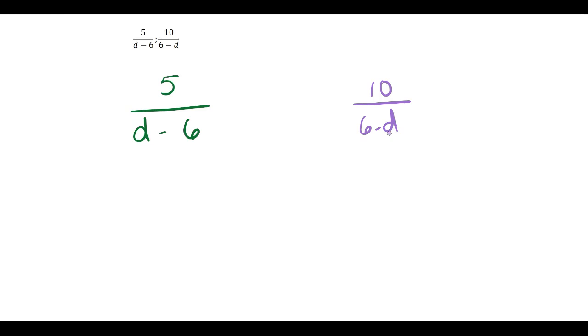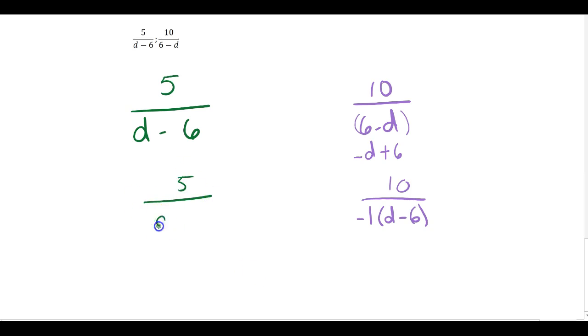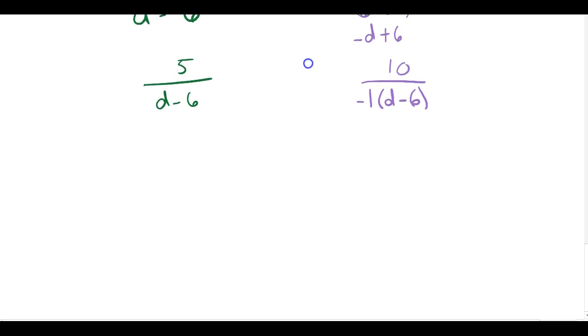Now, as I've said before, I prefer to have the variable be positive and in the front. So if I rewrite this one, I will get negative d plus 6 as my denominator. And I'm going to factor out a negative 1. So I'll have a negative 1 times d minus 6, because remember, if I factor out a negative, it changes the signs of both of those. So now the d minus 6 actually looks the same. The only difference is this negative 1.